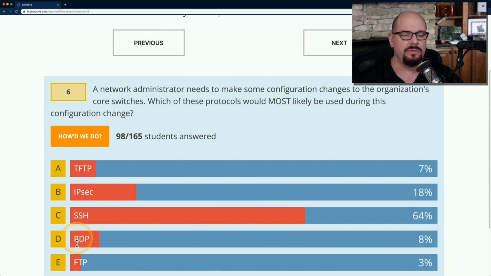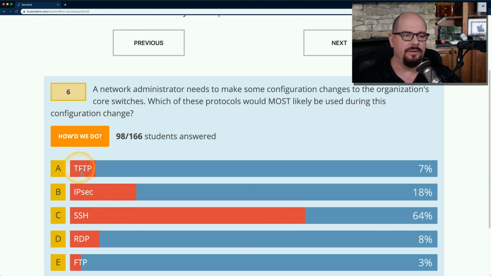8% of you said remote desktop protocol, RDP. 7% of you said the TFTP, the trivial file transfer protocol, and then 3% said FTP. Remote desktop protocol is used for doing remote desktop to an operating system such as Windows or Linux or Mac OS. It's not used to do any type of management to switches or routers. That's usually done at the command line and usually uses SSH.